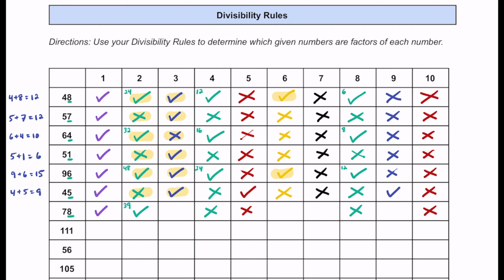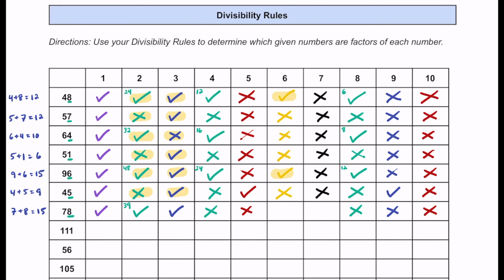Okay. Moving on here, we can go ahead and check for 3 and 9. So what's 7 plus 8? 7 plus 8 is going to be 15. 15 is a multiple of 3, 3, 6, 9, 12, and 15. But 15 is not a multiple of 9.